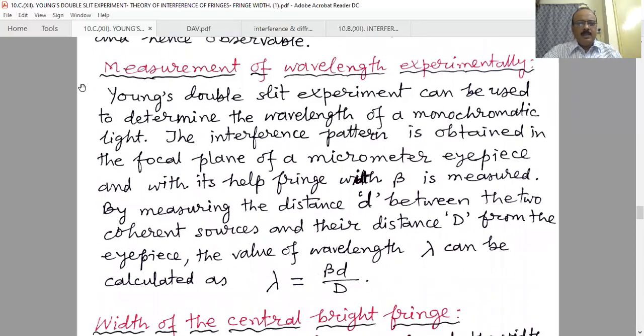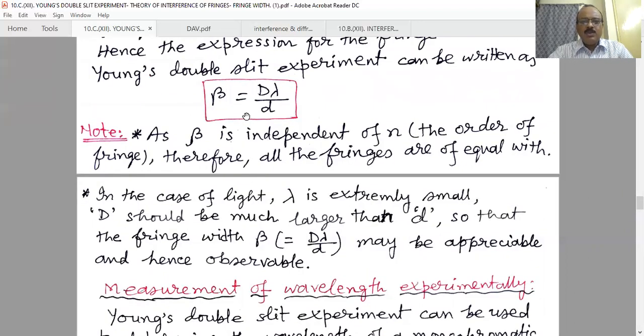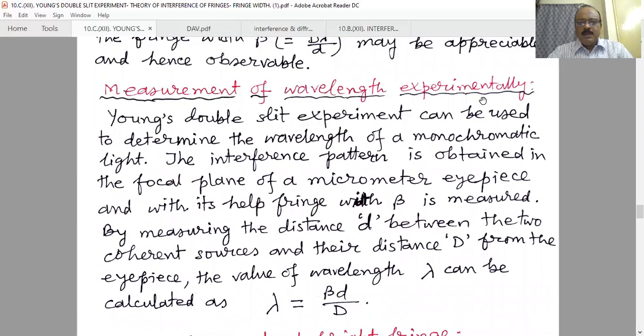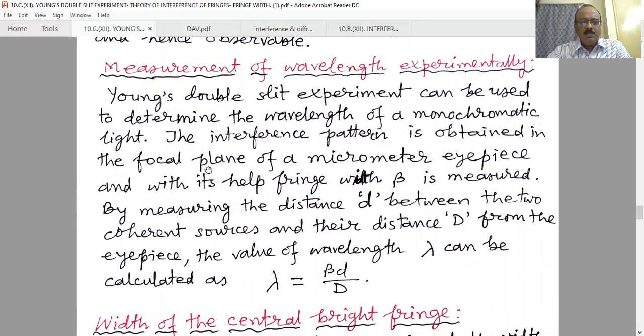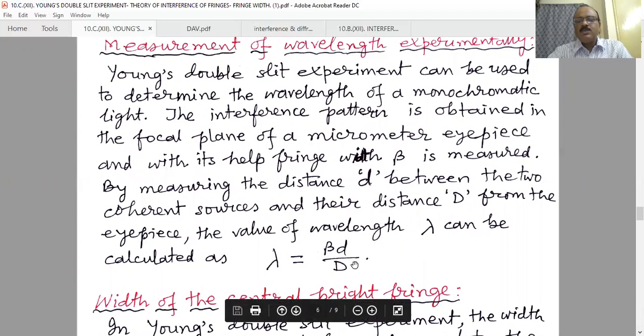Measurement of the wavelength experimentally. Now, by measuring β and the distance d, with the help of this equation, we can also measure the wavelength of the light. Young's double slit experiment can be used to determine the wavelength of a monochromatic light. The interference pattern is obtained in the focal plane of the micrometer eyepiece, and with its help the fringe width β is measured. By measuring the distance small d between the two coherent sources and the distance D from the eyepiece, the value of wavelength λ can be calculated as λ = βd/D.